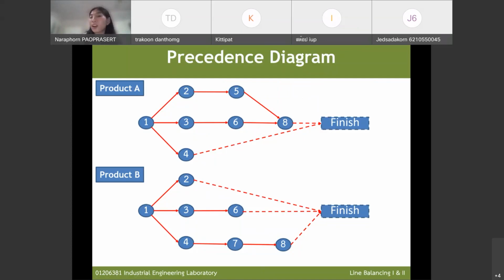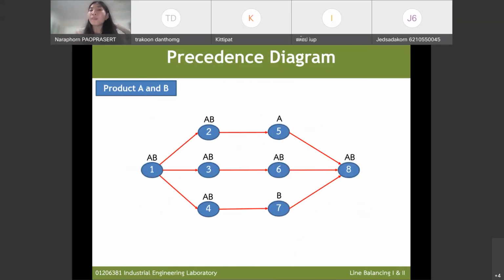And you also do the same thing for product B, starting off with 1, 2, 3, and 4 waiting for number 1, 6 is waiting for 3, 7 is waiting for 4, and 8 is waiting for 7. And again, since you have 3 end nodes, you're just going to do the dotted line and say that it's finished. You can superimpose these two products together because they are in the same factory. And this is the overall diagram for the two products. So here, it's saying that element number 1 is going to be required for both product A and B. But unlike element number 5, which is only required for product A, or number 7, which is required for product B. So this is the precedence diagram, which is the next step that you have to do in the line balancing stage.